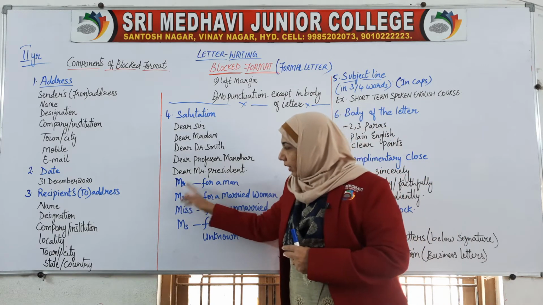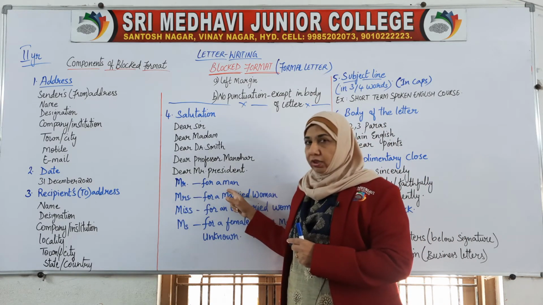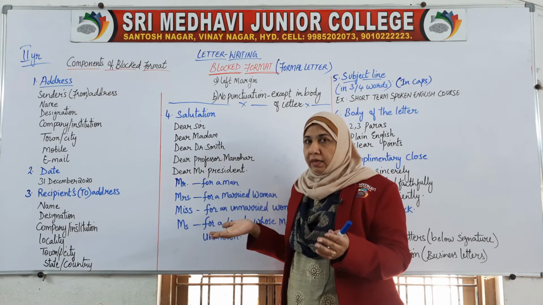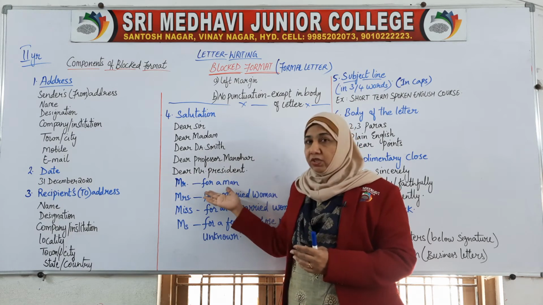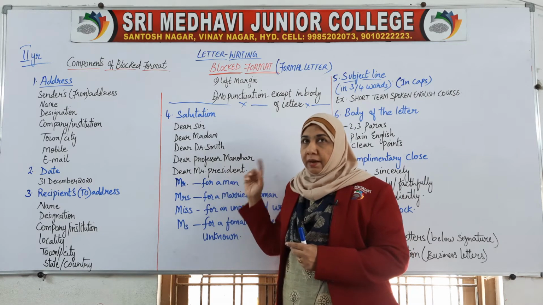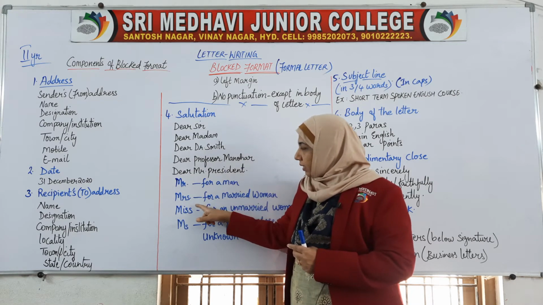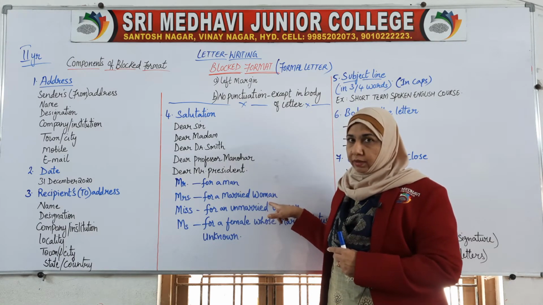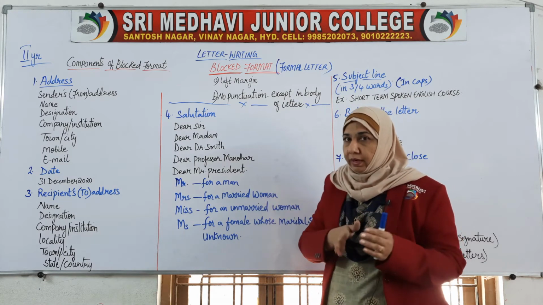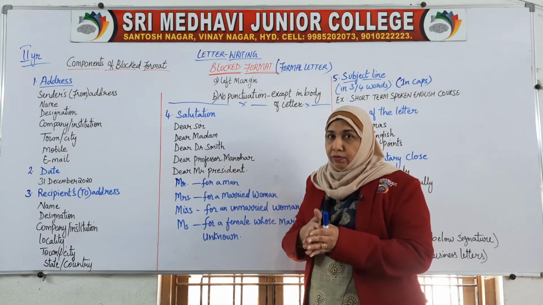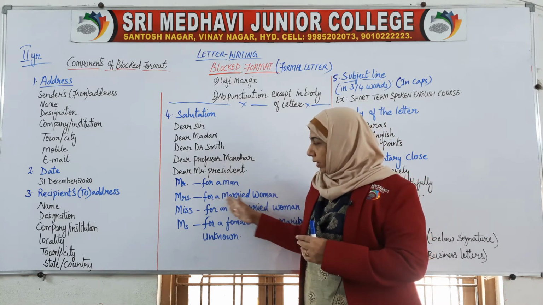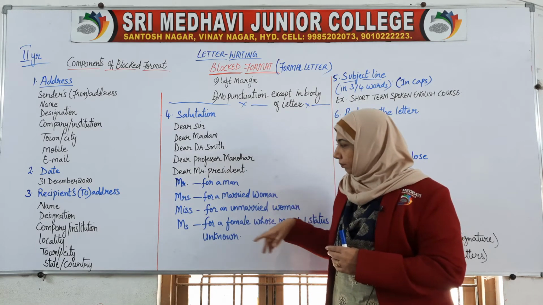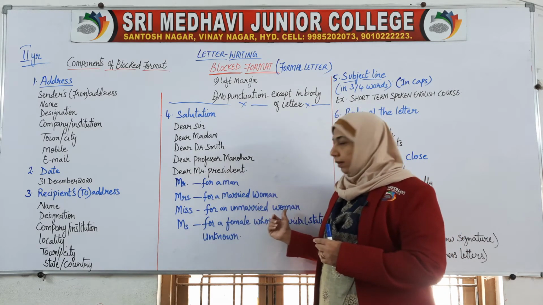Now when we write Mr., it actually means we are writing for a man, any man, of any age, especially for adults. Next is Mrs., MRS, for a married woman. If we are writing to a married woman, we can go for Mrs. Miss, MISS, for an unmarried woman.